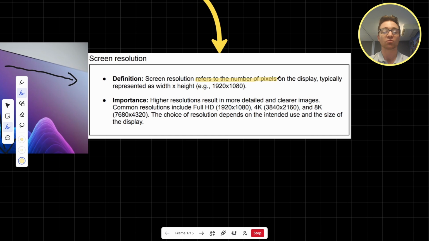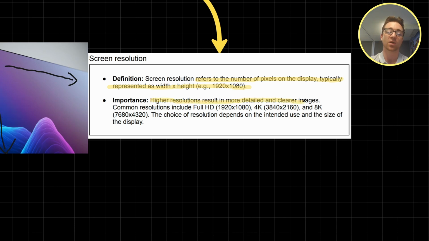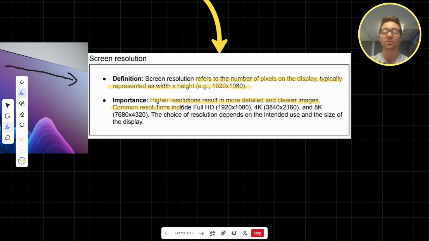The next one is screen resolution. Now, the screen resolution refers to the number of pixels on the display, typically represented as width times height. For example, 1920 by 1080. I'm sure you've all seen that before. Don't get that confused with pixel density. This is the number of pixels on the display, not how tightly packed they are, all right? That's the primary difference. A higher resolution results in more detailed and clearer images.